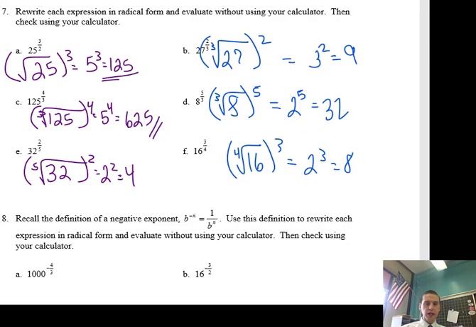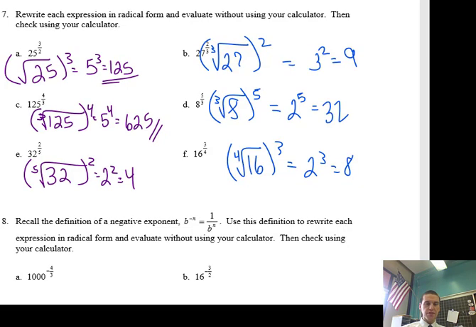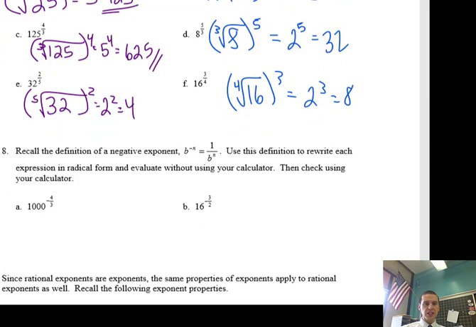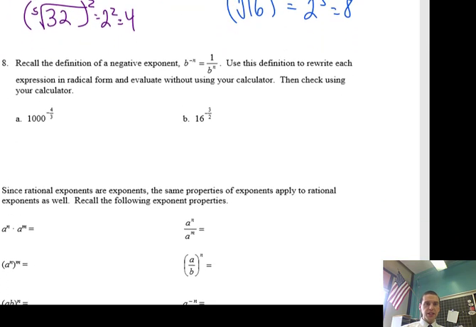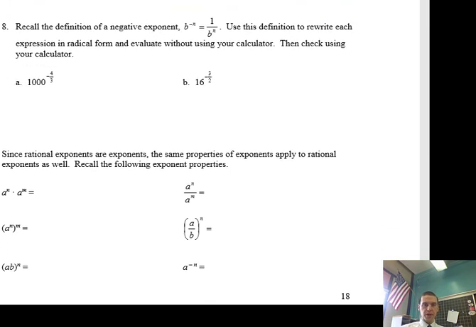And hopefully you got those answers. You can pause it if you need to. We're going to move on to number 8. Number 8 says, recall the definition of a negative exponent, which you remember from algebra. When you have a negative exponent, it means that whatever it's raised to moves to the bottom, to the denominator. Or if it's in the denominator, it actually moves to the numerator.